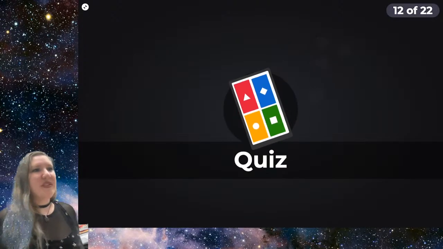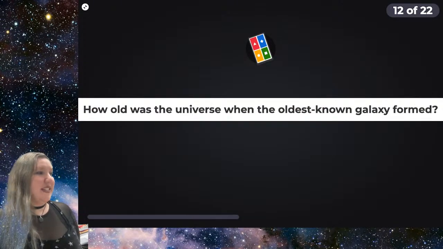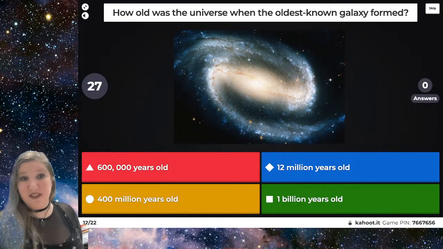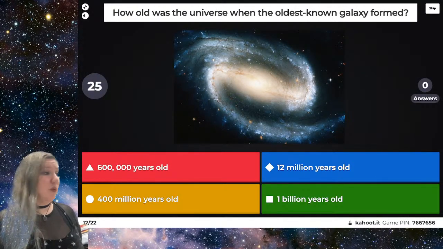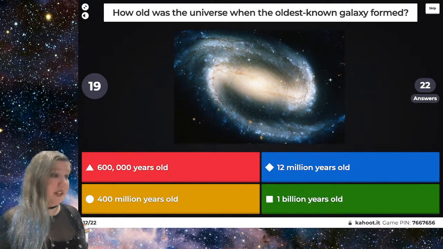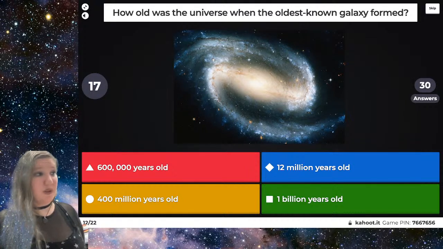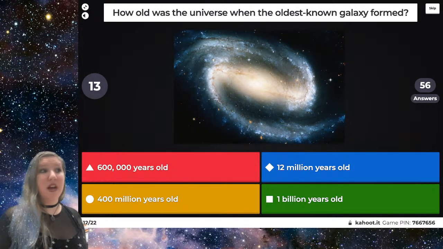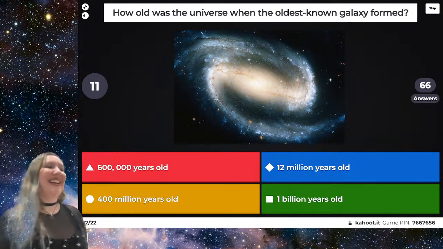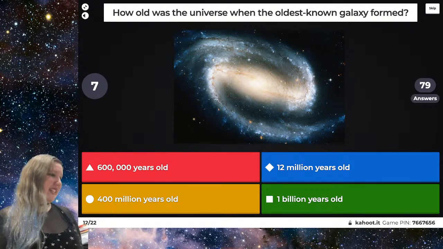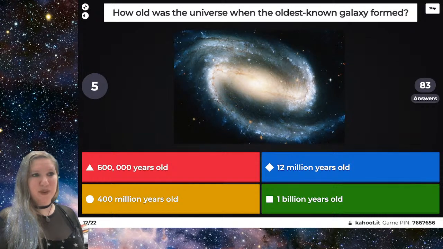Excellent. Our next question is, how old was the universe when the oldest known galaxy formed? Was this 600,000 years old, 12 million years old, 400 million years old, or a billion years old? So how old was the universe when the oldest known galaxy formed? You've got about 8 seconds left. Get those answers in.